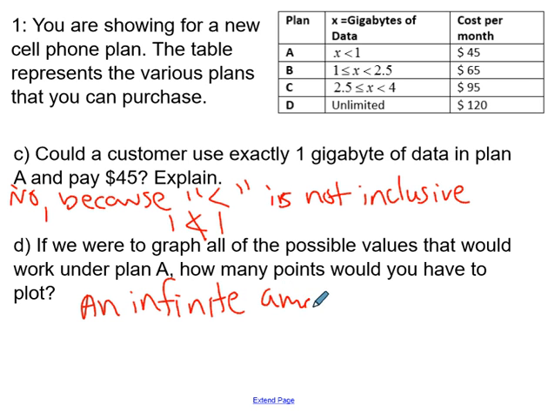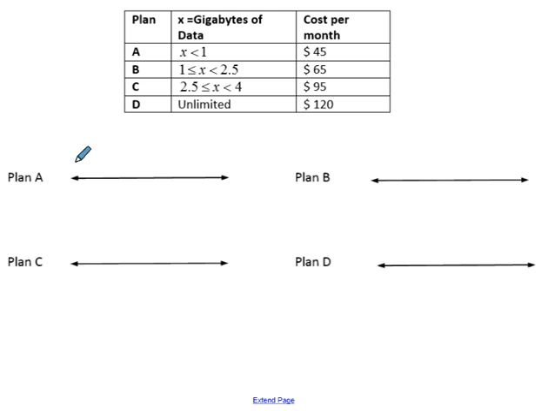So that being said, when we go to graph these, we're not going to graph them by plotting an infinite amount of points. That would take us forever, literally. So what we're going to do instead is just graph a line. When we get down to part E here, part E has us graphing these. So we have plan A, plan B, plan C, plan D. We want to graph these on a number line, and the number line is blank.